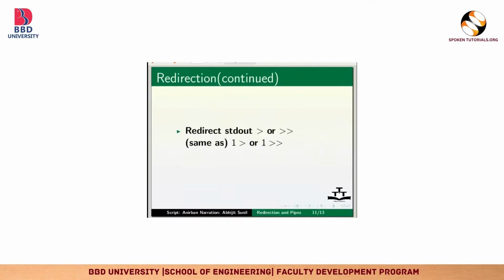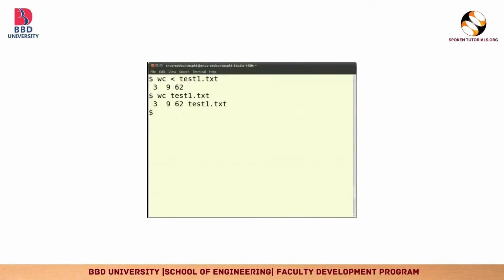The n in n single right angle bracket or n double right angle bracket refers to the file descriptor. If it is omitted, then standard output, that is file descriptor 1, is assumed. So, just the right angle bracket is the same as 1 right angle bracket, but to redirect the error stream, you have to use 2 right angle brackets, or 2 double right angle brackets. Let us see this practically.